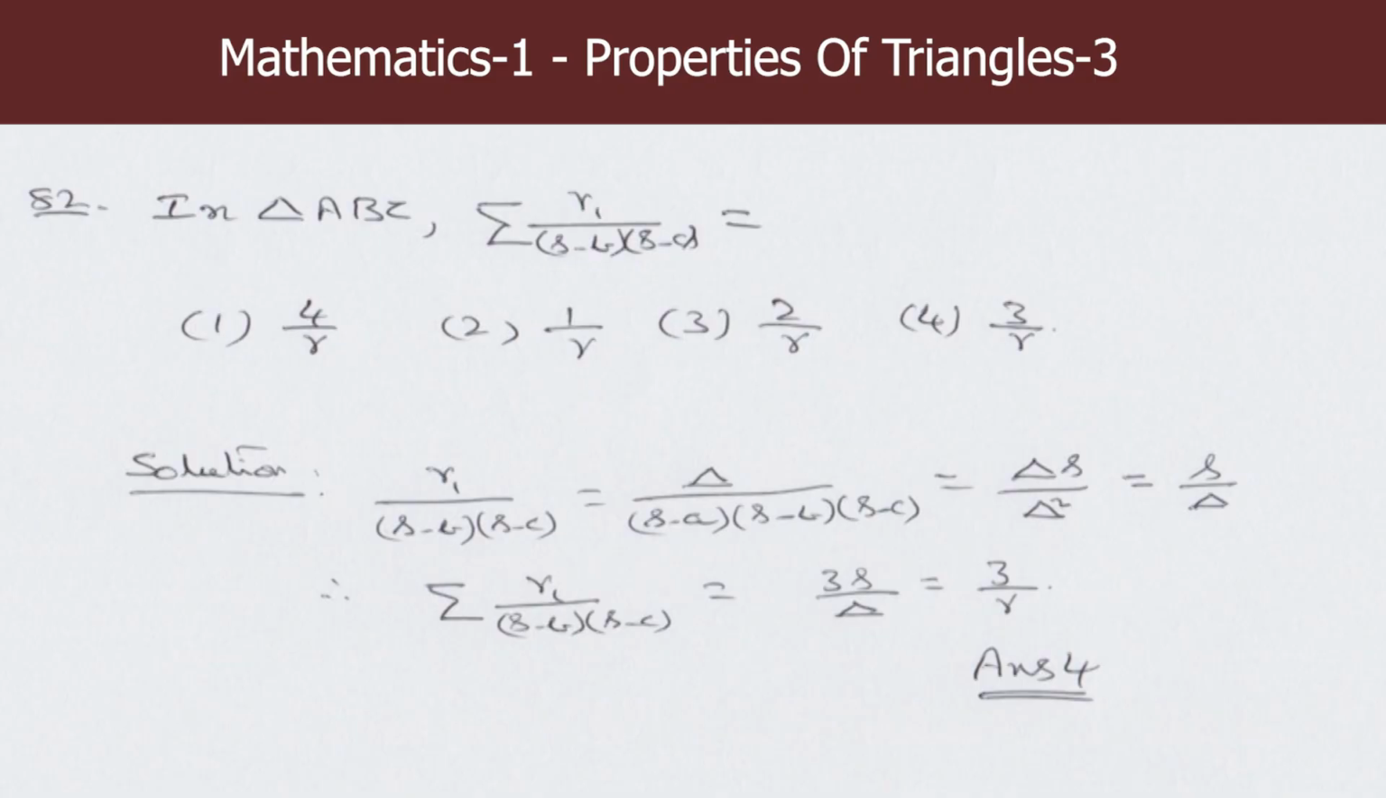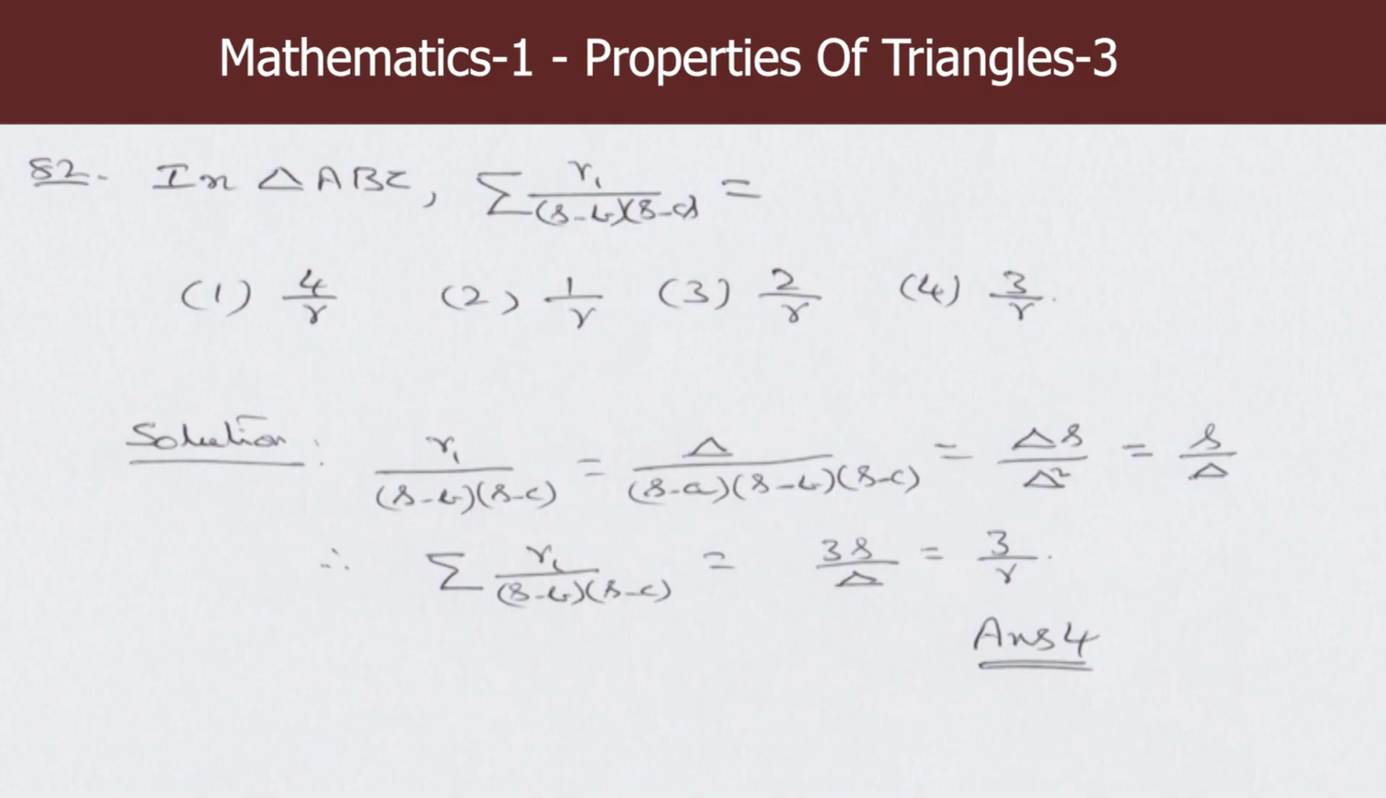So next, 82. In triangle ABC, sigma R1 by (S minus B)(S minus C) is equal to 1. 4 by R, 2. 1 by small r, 3. 2 by small r, and 4. 3 by small r. And you know that R1 by (S minus B)(S minus C) is delta by (S minus A)(S minus B)(S minus C). Multiply numerator and denominator by S. Then you get delta S by delta square, which is nothing but S by delta. So sigma R1 by (S minus B)(S minus C) is equal to 3S by delta, which is 3 by R. So answer is option number 4.